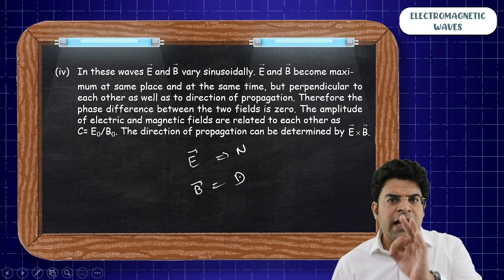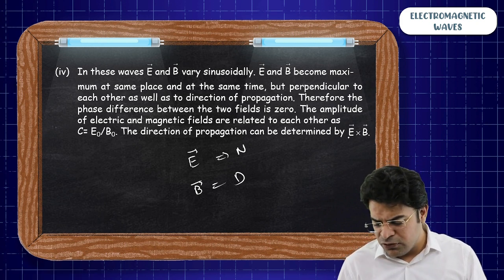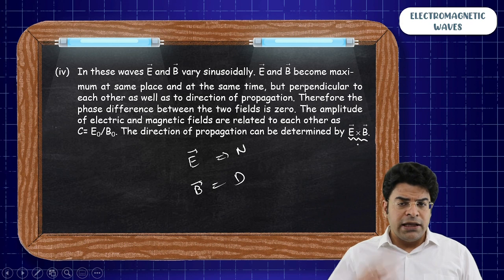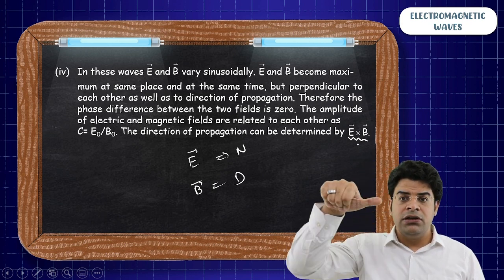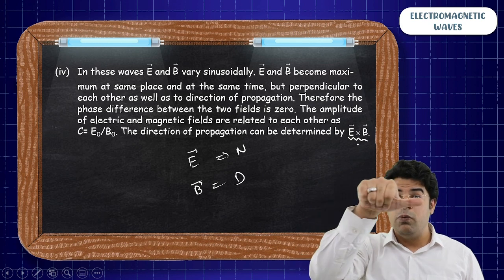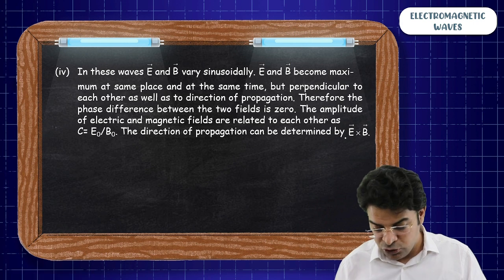What will be the direction of propagation of the EM wave? So sir, simply find out the direction of E cross B. Align the fingers of the right hand in the direction of north and curl the fingers towards down. The direction of the thumb is towards west. So this wave must be propagating towards west. So this is the most important point.